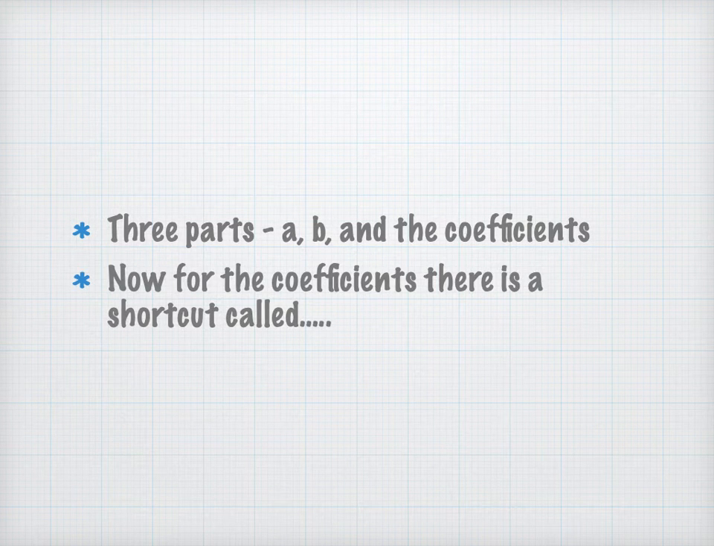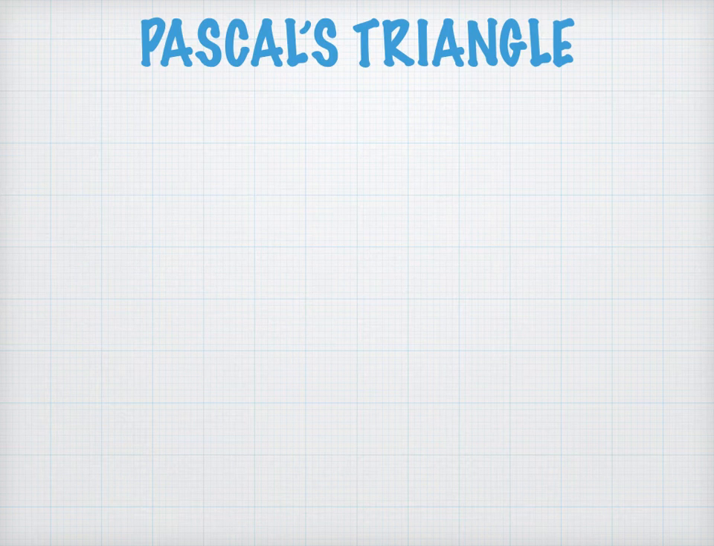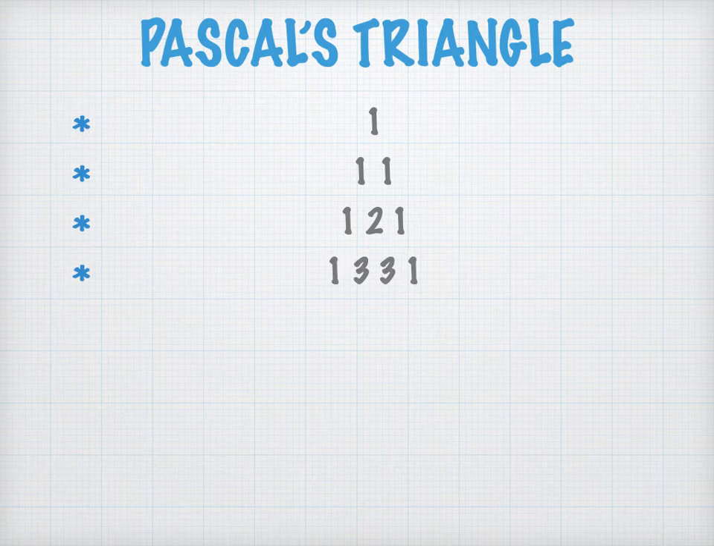Now, for the coefficients, there's a shortcut, and the shortcut is called Pascal's triangle. And here is what Pascal's triangle looks like. First row has a 1, second row has 2 1s. Third row has 1, 2, 1. That's not 121. Okay, that's 1, 2, 1.